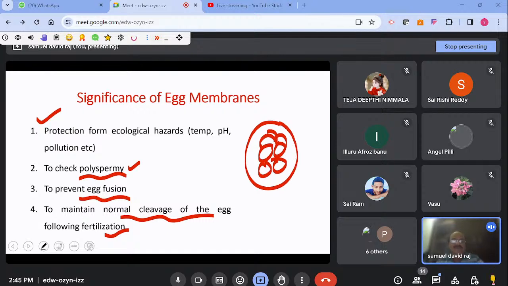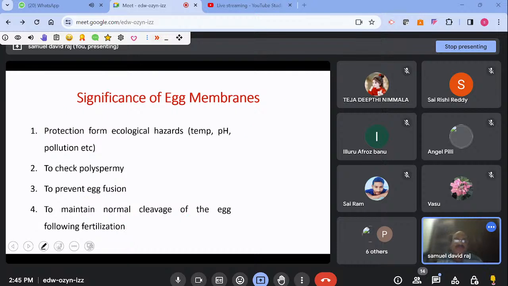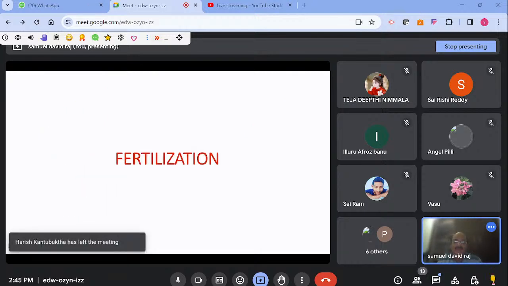And that is how the cleavage process goes within these egg membranes. Thus, normal cleavage of the egg following fertilization is maintained by the egg membranes. And coming to the next topic, that is fertilization.